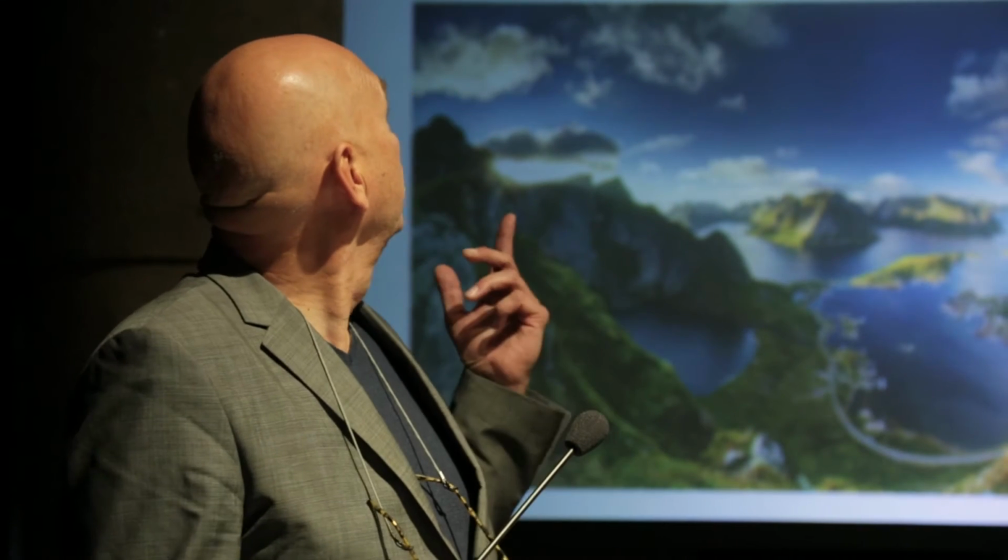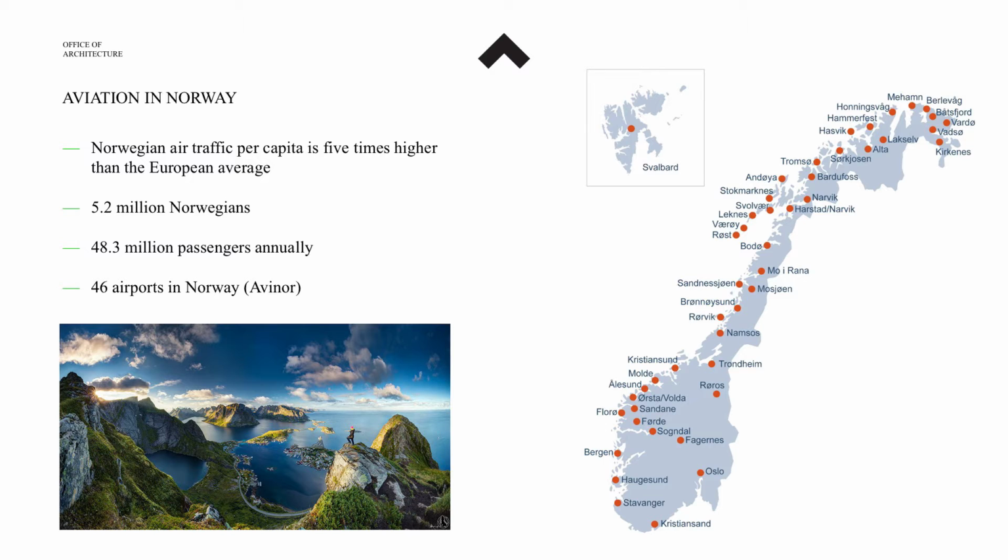What's special about Norway is the fact that we have a lot of fjords and mountains. That means that in the general infrastructure, we rely a lot on local airports. So that's why we've got 46 airports in Norway. We're about 5.2 million people, but we have a lot of aviation going on, especially in the domestic area. And as you can see on the map to the right, Oslo International Airport is a hub serving this network.